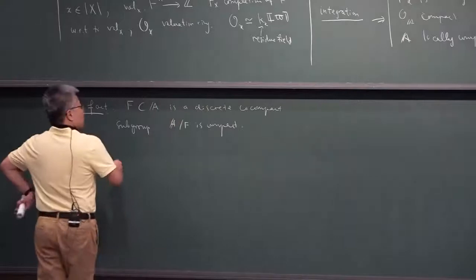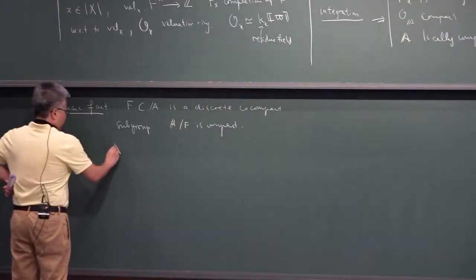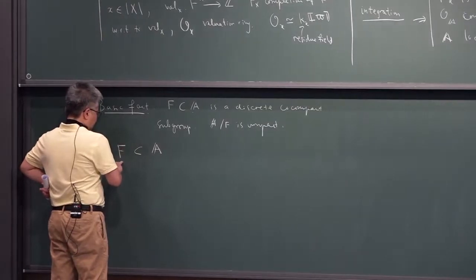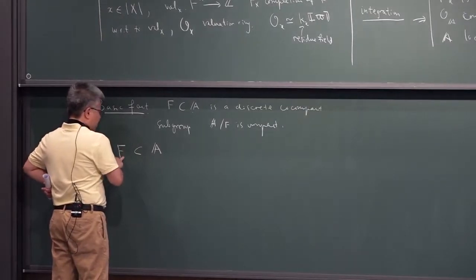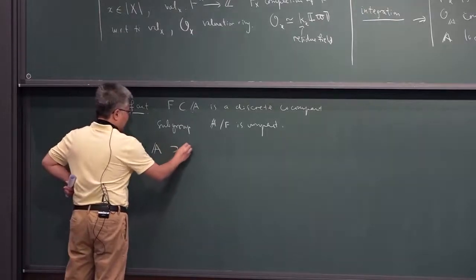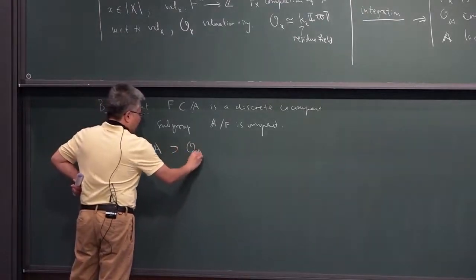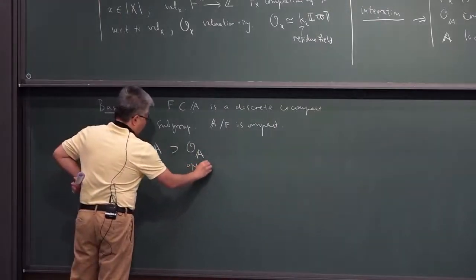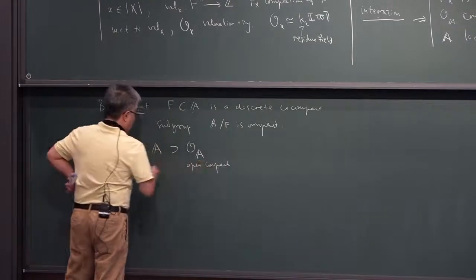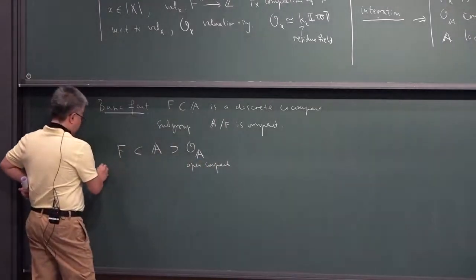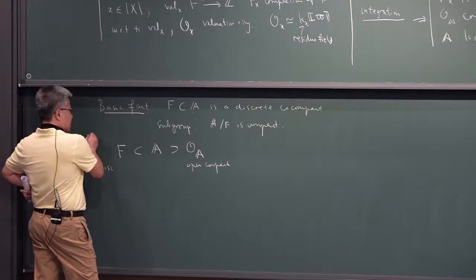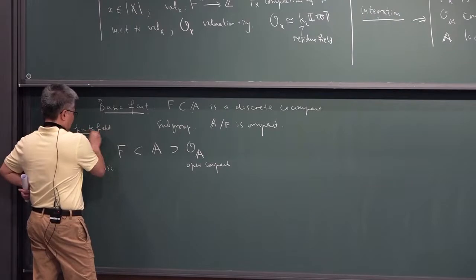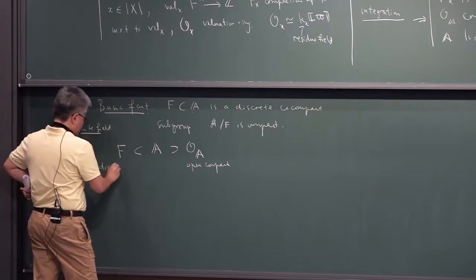But you know, in A we have two subgroups. We have F, which is discrete and co-compact. On the other side, we have some O of A, which is open and compact. So this is open and compact, and this one is discrete. So this is a very finite field.